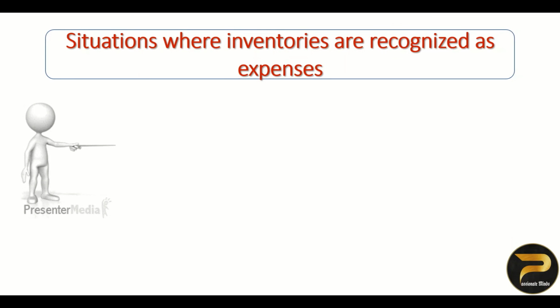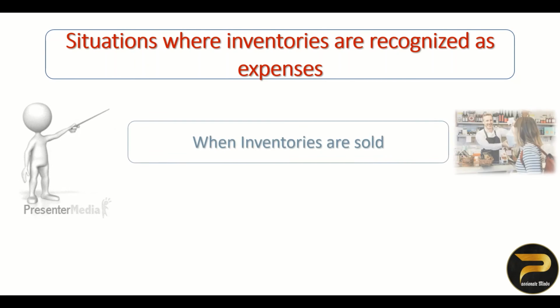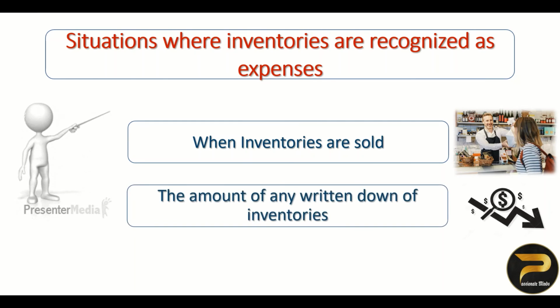Now let's have a look at the circumstances where we recognize inventories as expenses. When inventories are sold, the carrying amount of those inventories will be recognized as expense in the period in which the related revenue is recognized. Secondly, the amount of any write-down of inventories to its NRV and all losses of inventories should be recognized as expenses in the period it occurs.